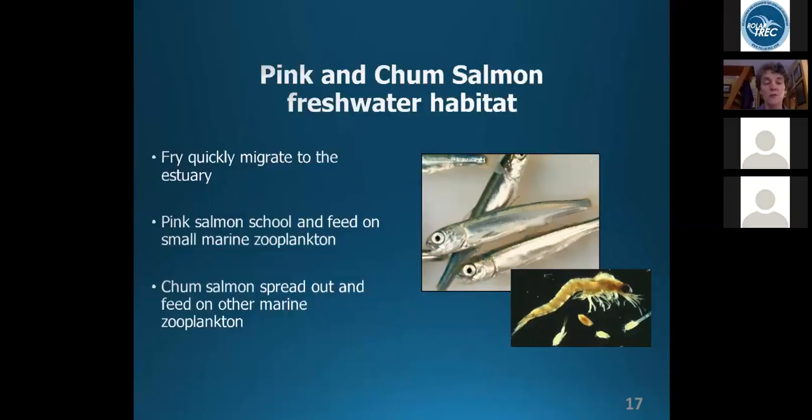When they get to the estuaries, pink salmon tend to stay in schools, and they tend to feed on tiny marine zooplankton. Chum salmon tend to spread out. They travel pretty extensively through the North Pacific, and they feed on other types of marine zooplankton.